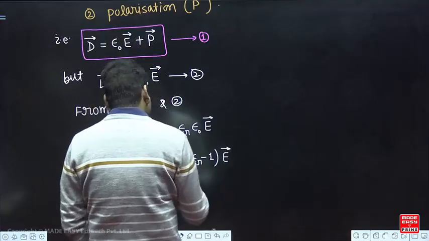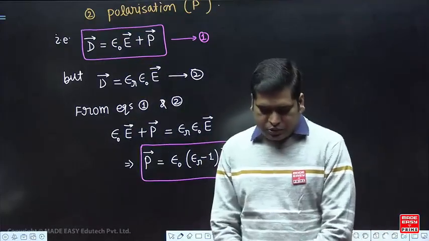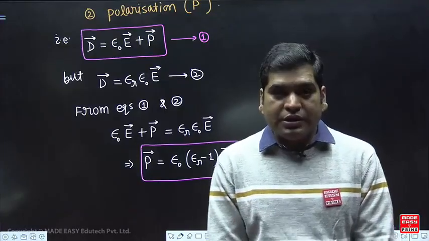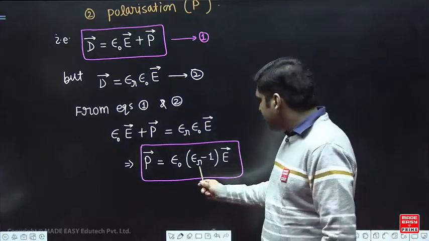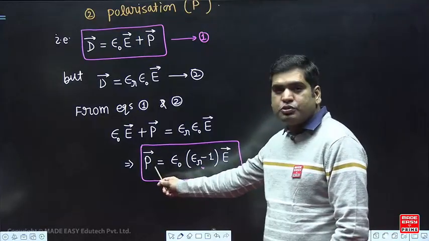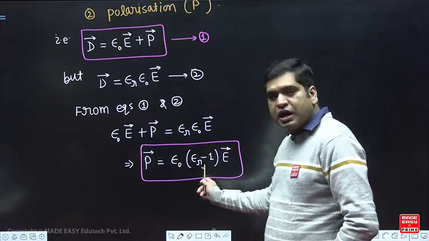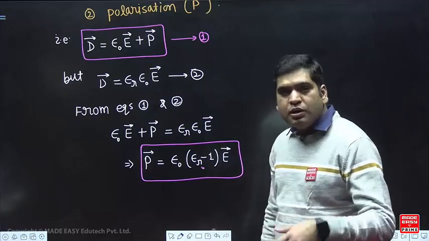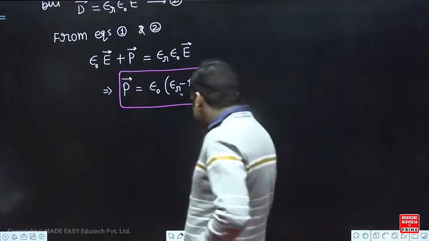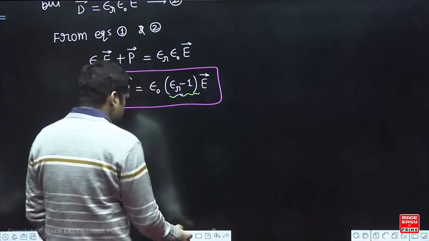This is the relationship between polarization and electric field. They may be asking the question, how is capacitance related with polarization. You see, capacitance is directly proportional to epsilon r, and epsilon r is directly proportional to polarization. So higher the polarization, higher will be the value of epsilon r. Higher the value of epsilon r, more will be the stored charge. It means capacitance.